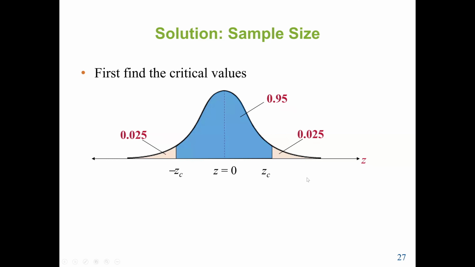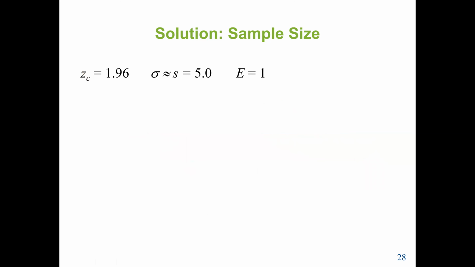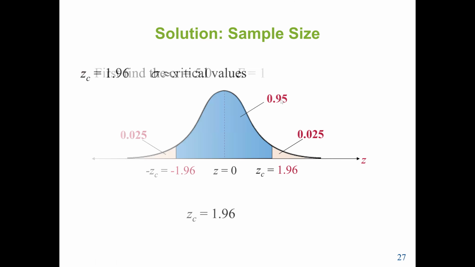So we come up with a normal distribution curve. We know it's 0.95 because of 95%, which means the left and right non-shaded areas will be 0.025. So this means we have minus ZC to positive ZC. Since it's 95%, ZC will give us 1.96. Again, we can find that from the standard normal table. So we know that ZC is 1.96, the standard deviation was given to us as 5.0, and also E equals 1. So with these 3 values, we can find the sample size.